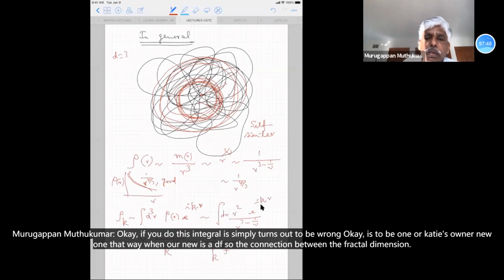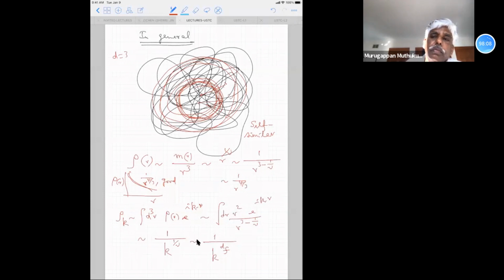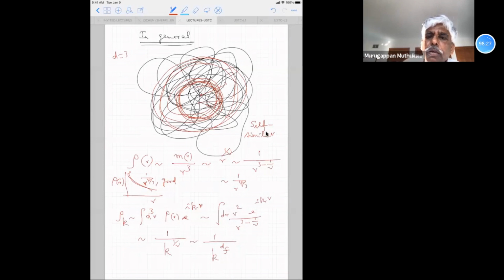Okay? If you do this integral, this simply turns out to be rho of k is 1 over k to the 1 over nu. That's why 1 over nu is df. So the connection between the fractal dimension and the monomer density distribution, which are connected by Fourier transform, is actually this proof. Okay? This is true for any self-similar objects, because please notice that the 3-dimension does not appear here. Here, there's a 3-dimensional integral. Here, 3-dimension in here, they cancel out. This is also true in any dimension. So this is a very general proof of self-similarity. Okay. So this is a side remark.